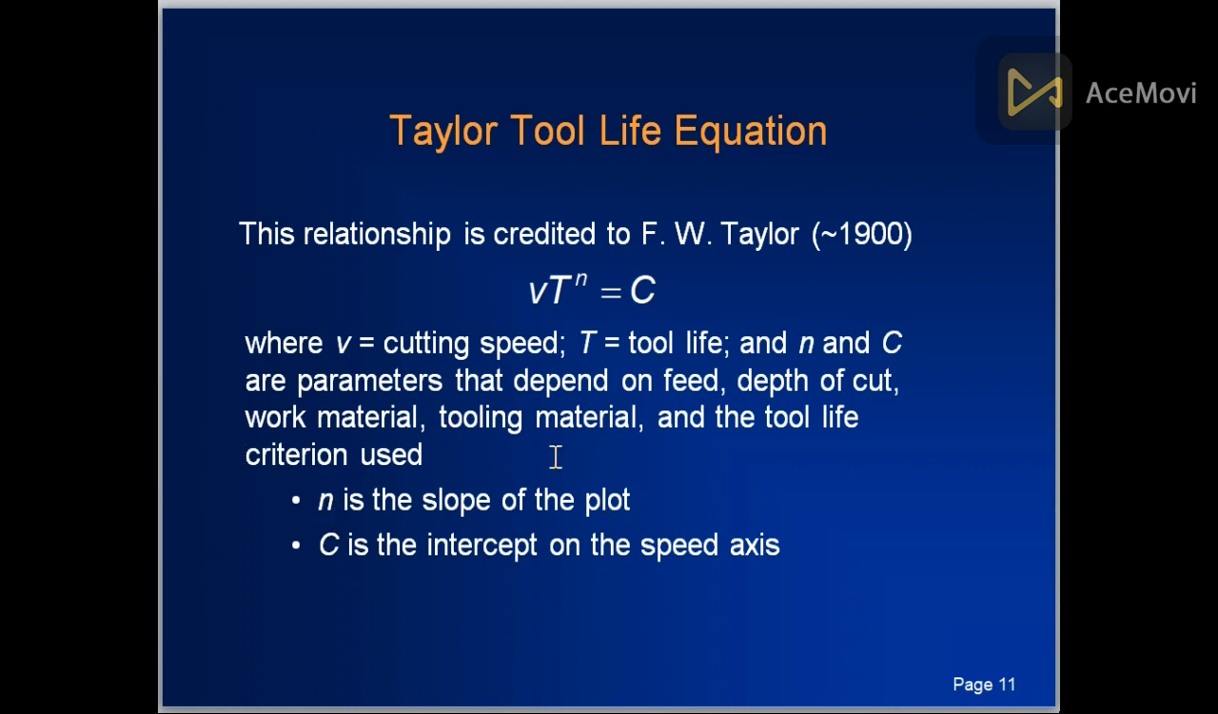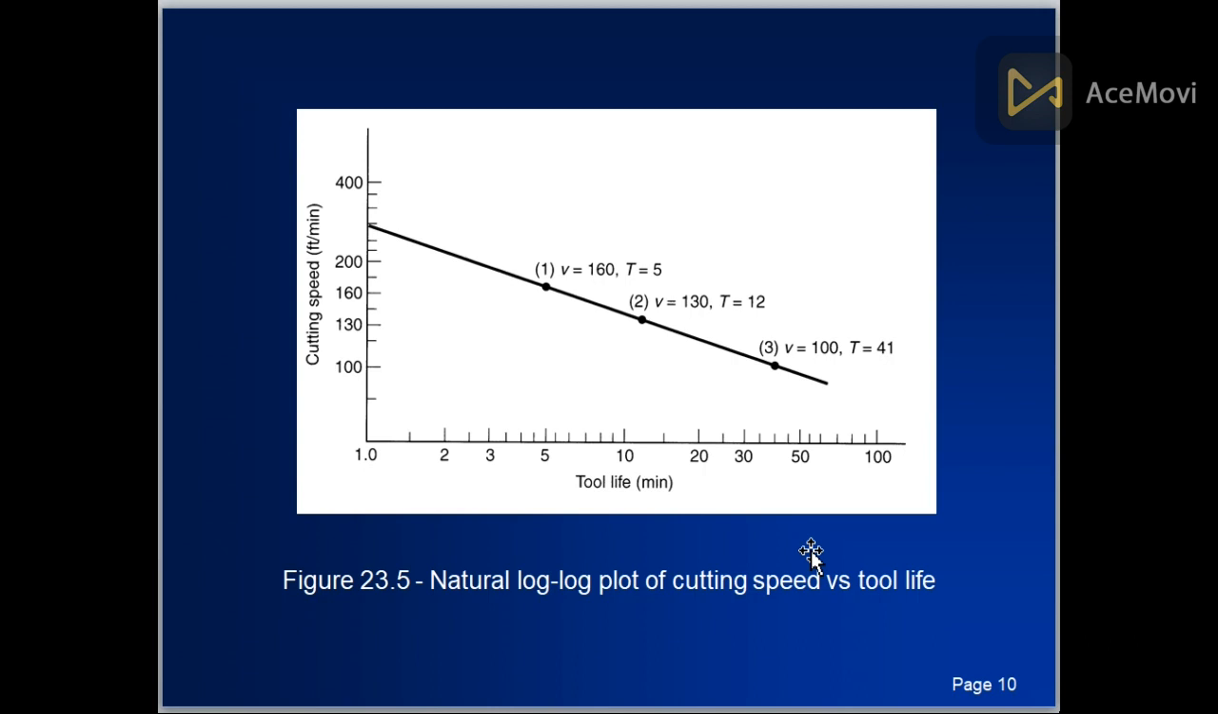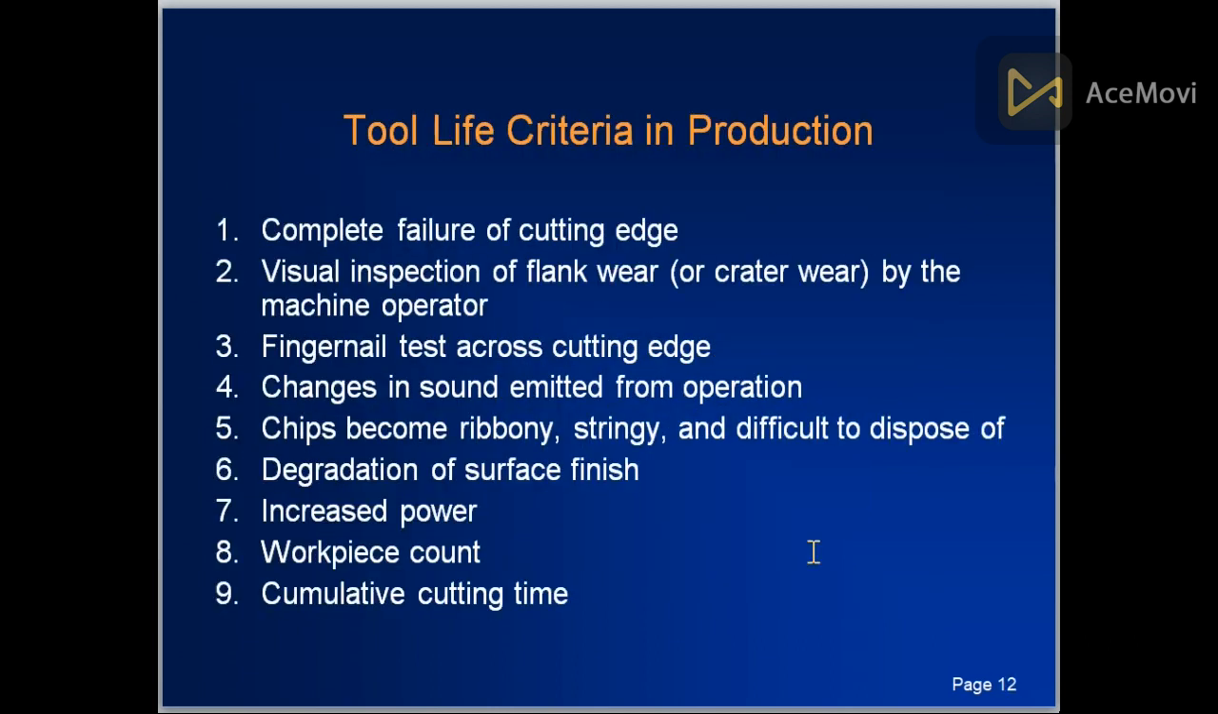feed, depth of cut, work material, and the tool life criterion used. n is the slope of the plot here, and C is the intercept on the speed axis. That is, I think, the y-intercept.